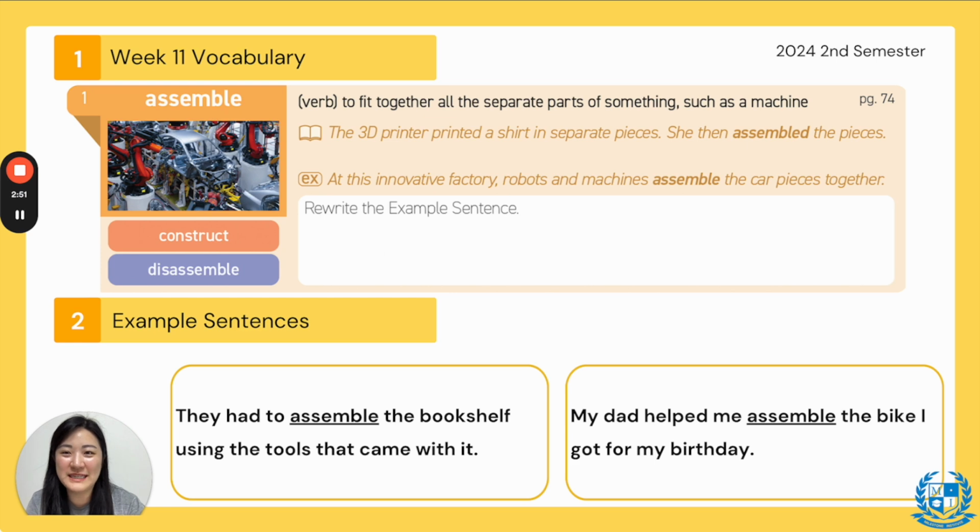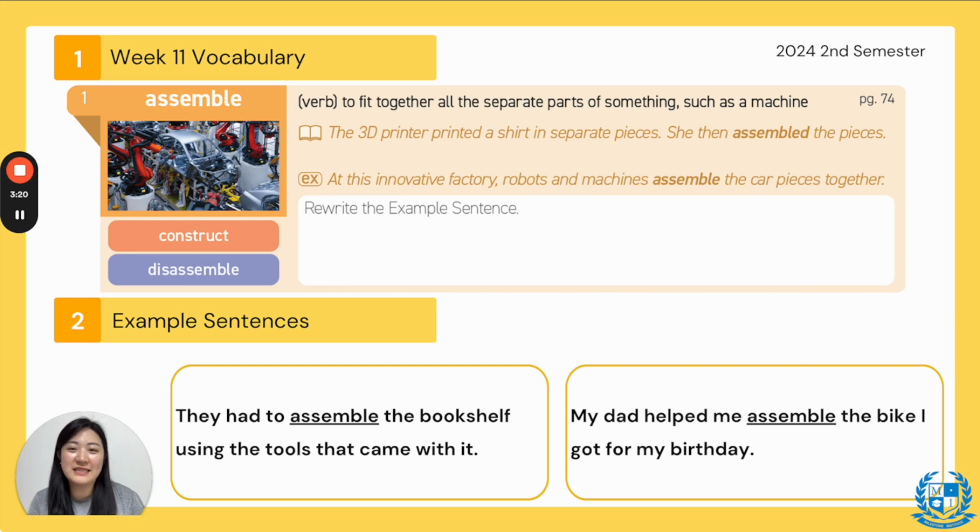Our first word is assemble. Everyone say assemble. The synonym is to construct, and the antonym is to disassemble. As you can tell by my hand motions, you may already know what the word means. It is a verb, and it means to fit together all the separate parts of something, such as a machine. So to put things together, assemble it, to make it.